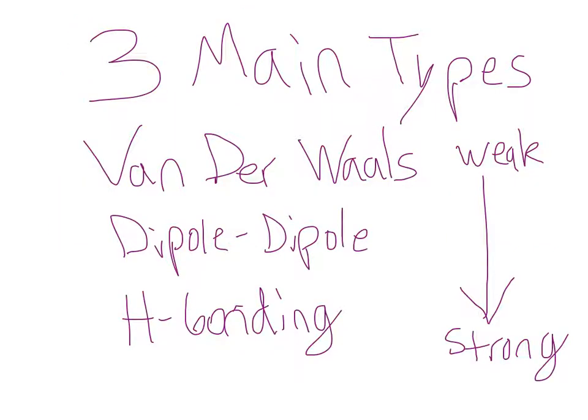Alright, there are three main types of intermolecular forces. Starting with the weakest, we have van der Waals, and then dipole-dipole, and the strongest of the three we'll be talking about is hydrogen bonding, or H bonding.